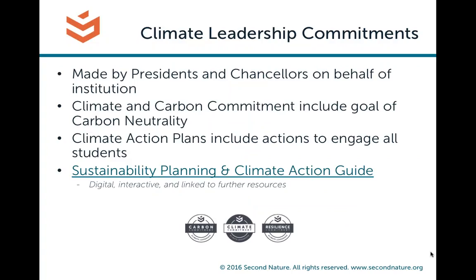So the three commitments do have a common framework. They're all made by presidents or chancellors on behalf of the institution, and they're designed to engage all students and other stakeholders. A large component of the climate and carbon commitments is a goal of carbon neutrality. All institutions in the network are working towards carbon neutrality, most with goals of 2050 or sooner. And so today what we're going to talk about is how carbon credit sales can help schools reach this goal. I also want to mention that the Sustainability Planning and Climate Action Guide is an online resource for implementing any of these commitments, and I encourage you to check it out.